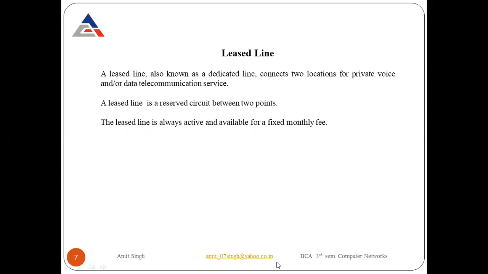Because it is reserved only for that particular sender and receiver. Suppose a dedicated link is made between me and one of you students, for example, MD Rijwan. Now what it means, only me and Rijwan can communicate on that particular circuit. Not other students or anybody else can use that particular circuit. It is called a leased line or a dedicated line.